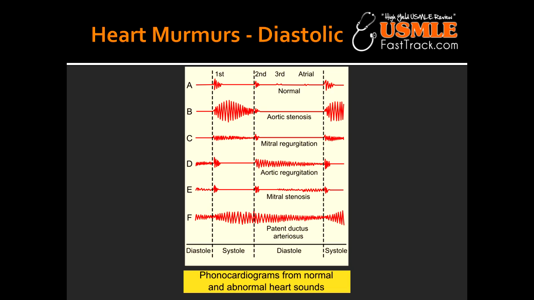Mitral stenosis happens secondary to rheumatic fever. What can happen to the left atrium due to chronic mitral stenosis? Chronic mitral stenosis can result in left atrium dilation.